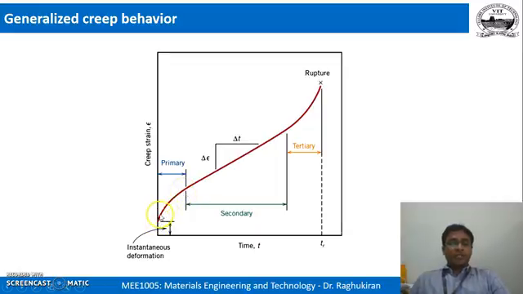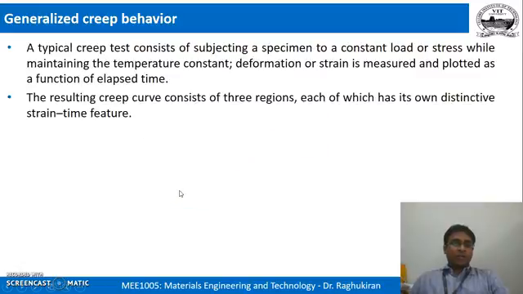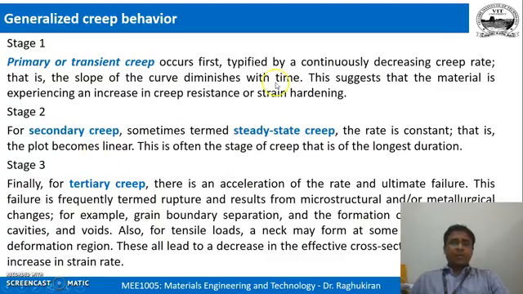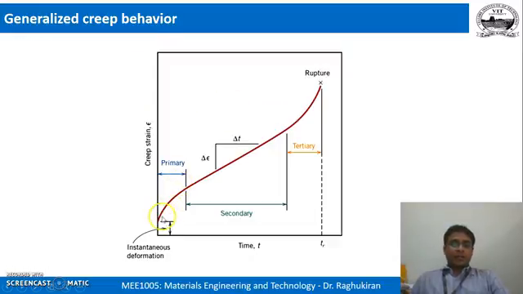But you see it is a non-linear curve, isn't it? And you also see the material is undergoing strain hardening. The primary transient creep occurs first, typically with a continuously decreasing creep rate. That is, the slope of the curve diminishes with time. That is what I call negative slope. This suggests that the material is experiencing an increase in creep resistance, or strain hardening. So that is what is happening here.